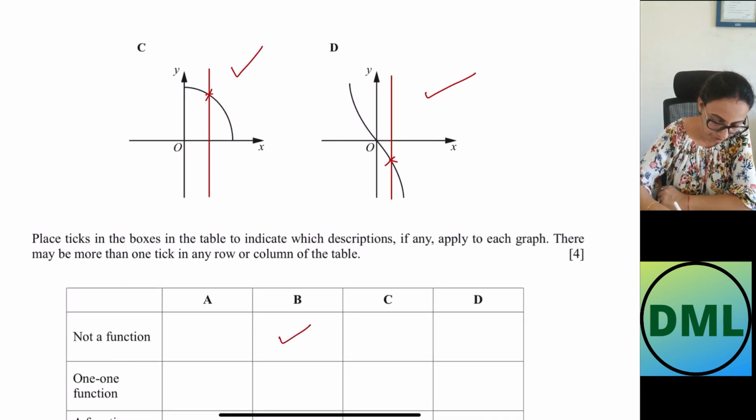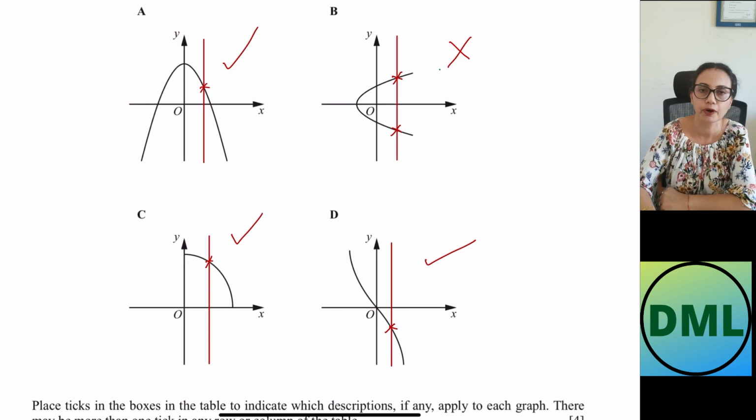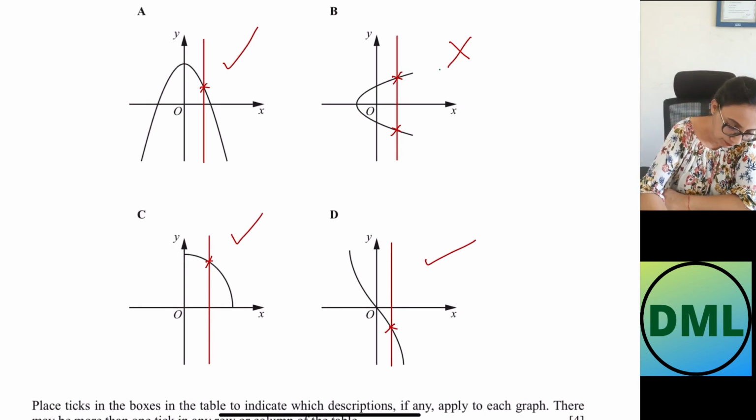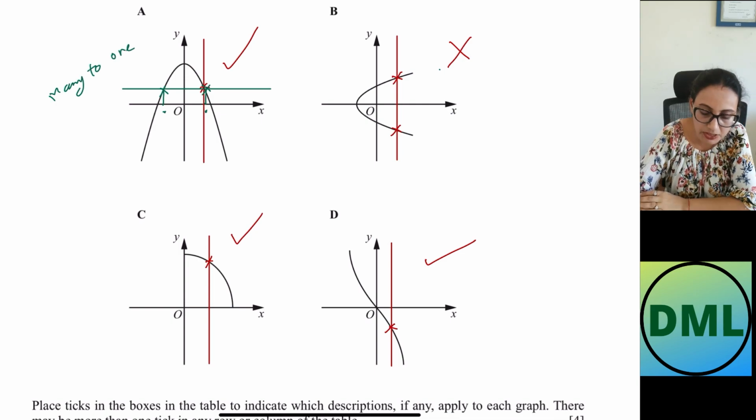Let's see the second part what he's asking. It should be one-to-one function. To check that it is one-to-one function, I need to plot the horizontal line. Let's plot the horizontal line here. This is my horizontal line. This cuts the graph at 2 points. For 2 values of x, I am getting one value of y. This is many-to-one function. Let's see the second graph. This is not a function at all, so I'm not going to touch that.